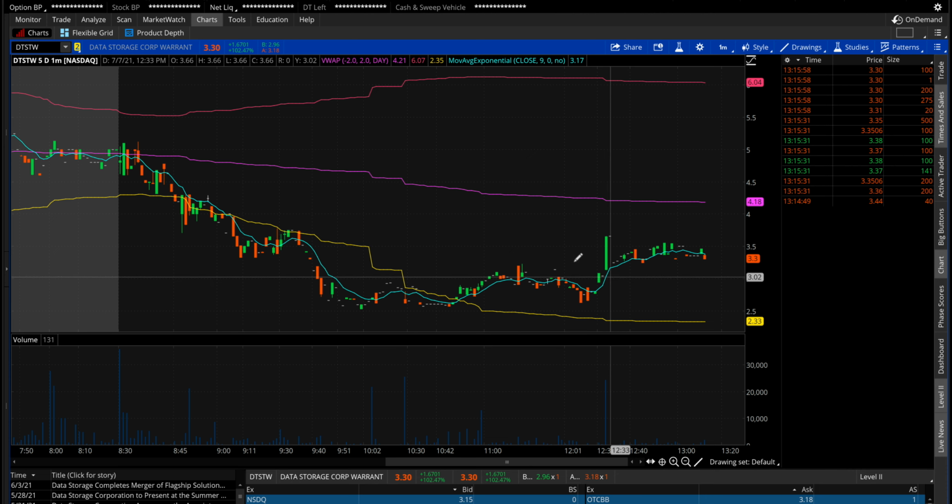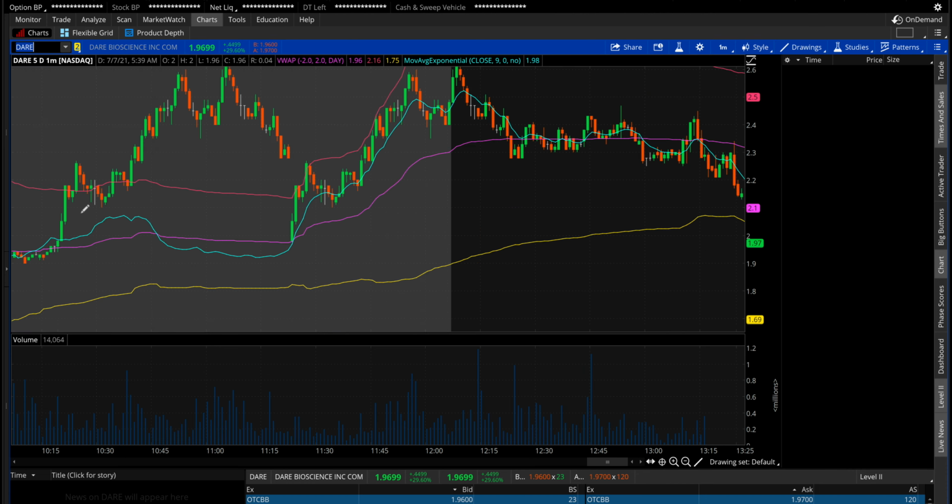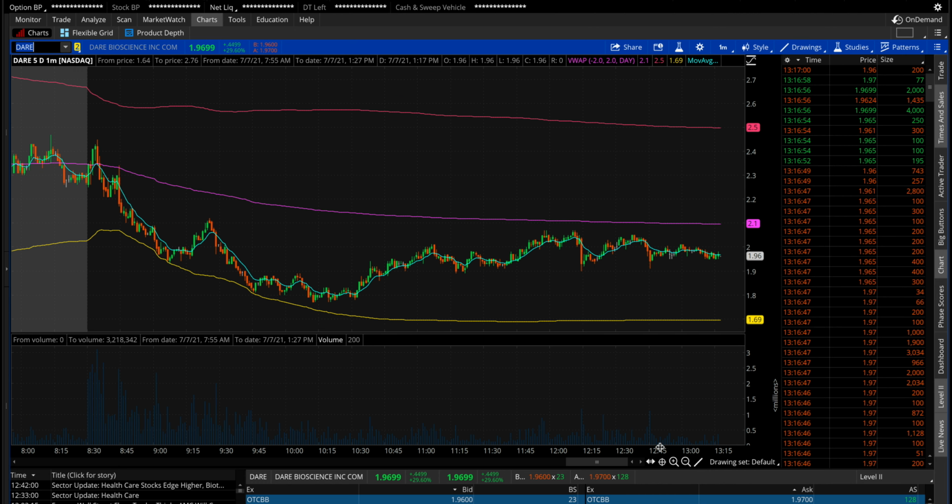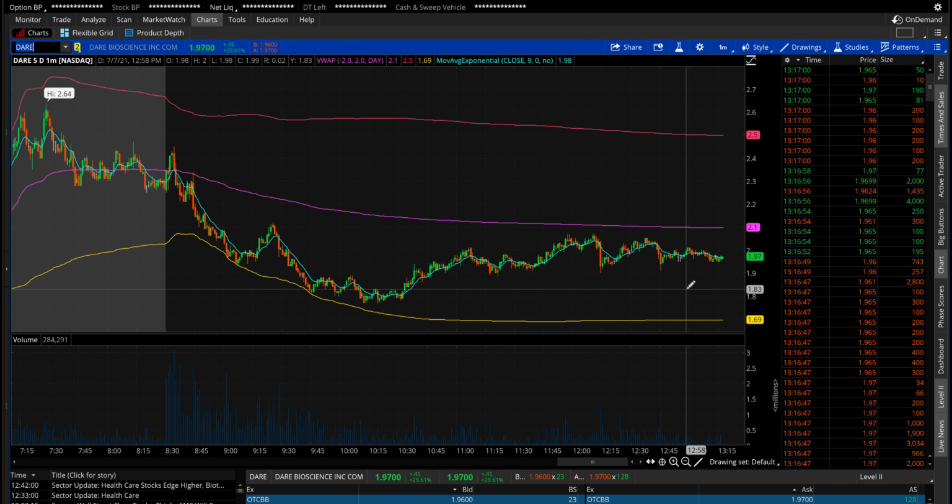And then it's just not a very, very clear trading process. If you go to Dare, then obviously you're going to see much more of a clear pathway of how this company is moving. Tighter spreads is going to equal a cleaner chart, and you're going to have more precise entries and exits.